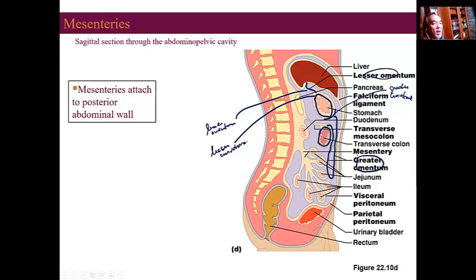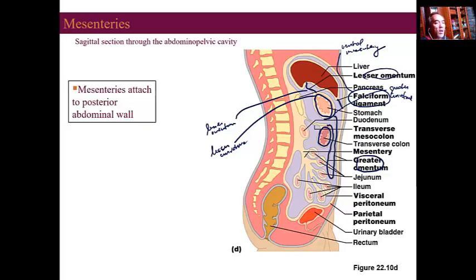Now, another mesentery that you can visibly see here is the falciform ligament. The falciform ligament is the mesentery that connects the liver to the ventral wall. Remember, we call this the ventral mesentery. It's the only one that attaches to the ventral wall.